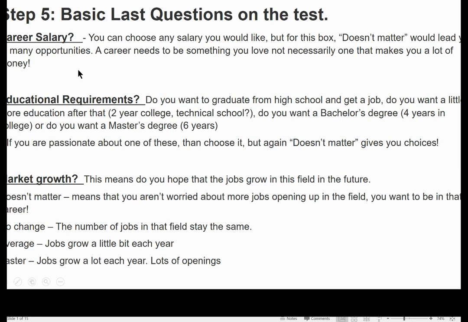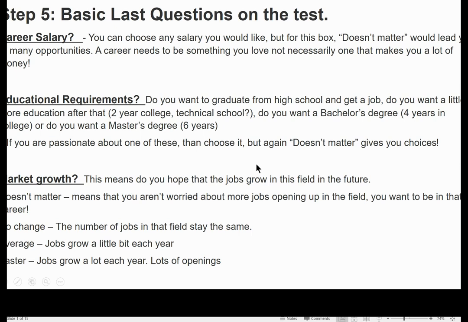Career salary. My advice at this point is check don't matter. It'll give you a lot more opportunities and a lot more choices for career salary, because at this point, you might not know what salaries match what careers.